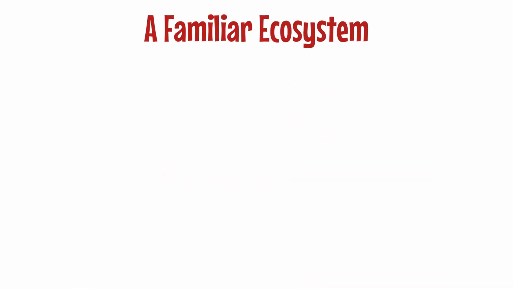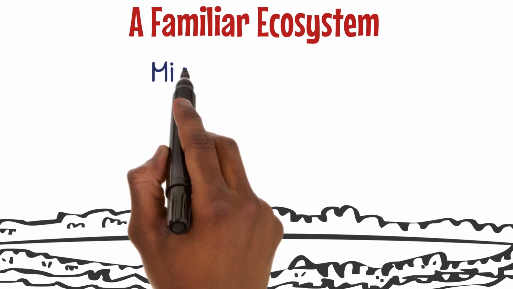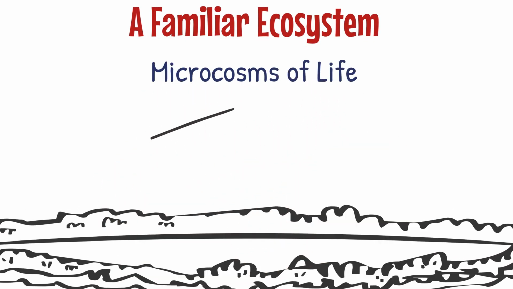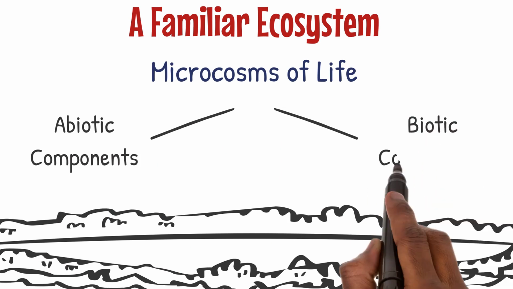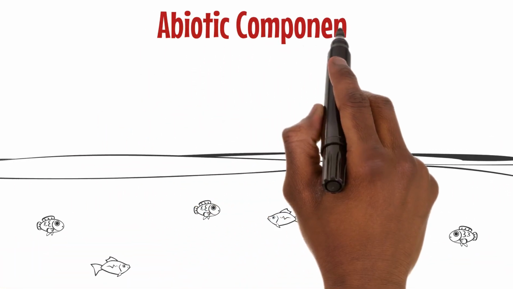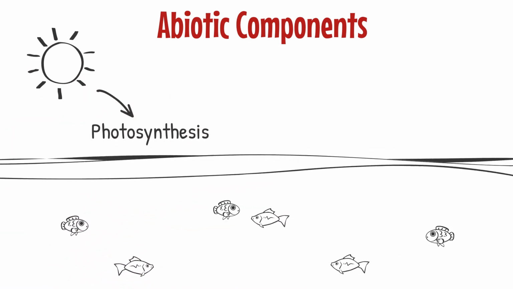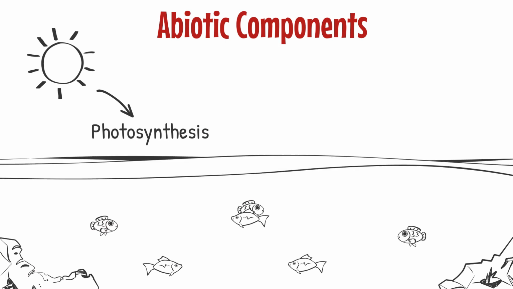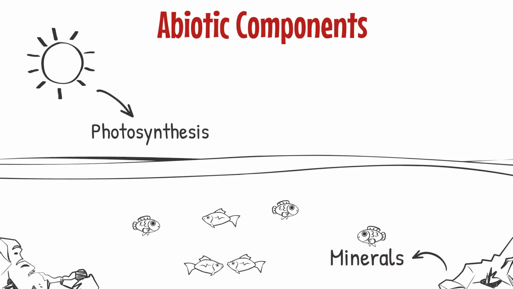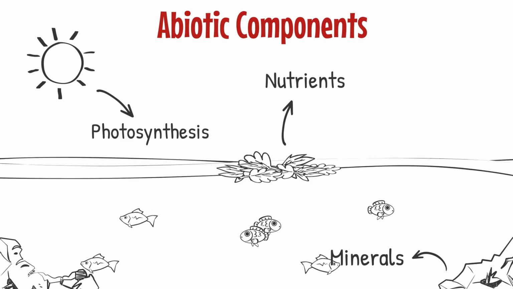Now, let's explore an example of an ecosystem that you might be familiar with, a pond. Ponds are fascinating microcosms of life, teeming with both abiotic and biotic components. In a pond, the abiotic components include light, which provides energy for photosynthesis, inorganic substances like minerals dissolved in water, and organic compounds such as decaying leaves that provide nutrients.